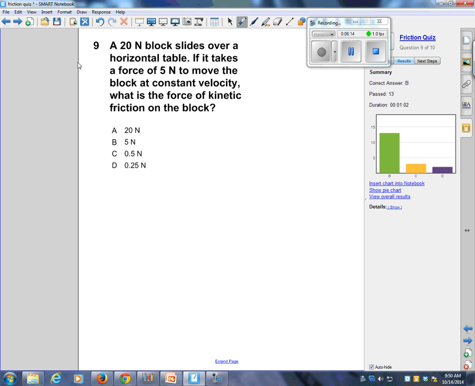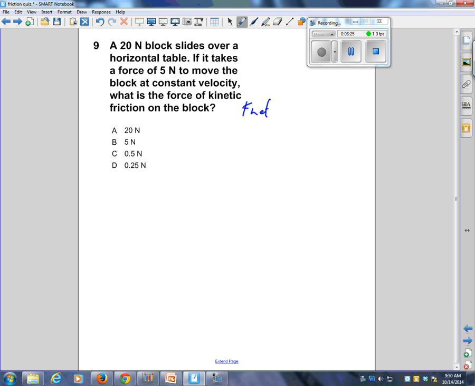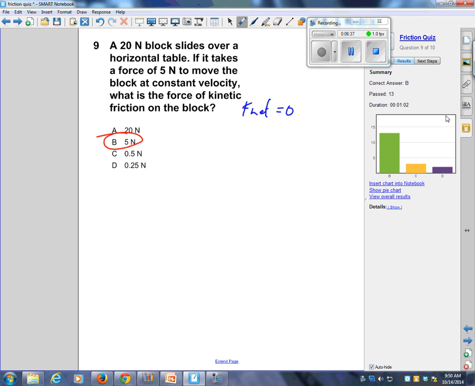A 20 Newton block slides over a horizontal table. If it takes a force of 5 newtons to move the block at a constant velocity, what is the force of kinetic friction on the block? Again, constant velocity, net force is 0. Basically, that's the same question as the last one, isn't it? 5 newtons. I hope that's right. Yay.